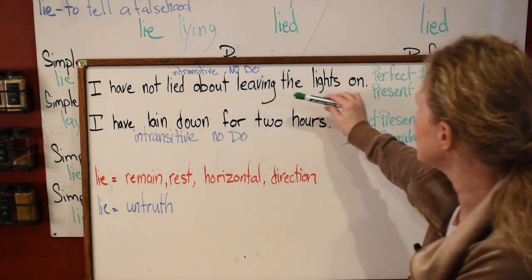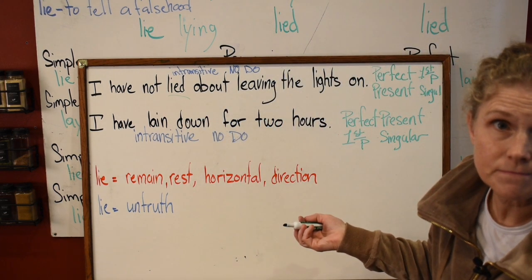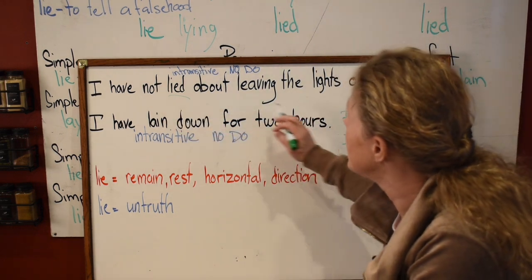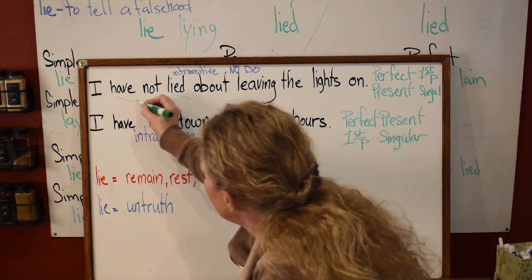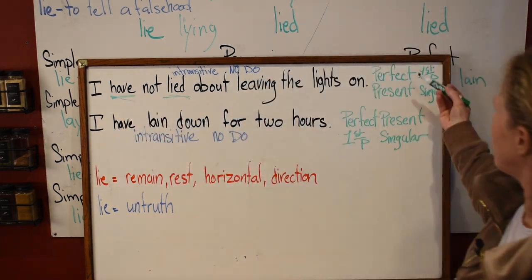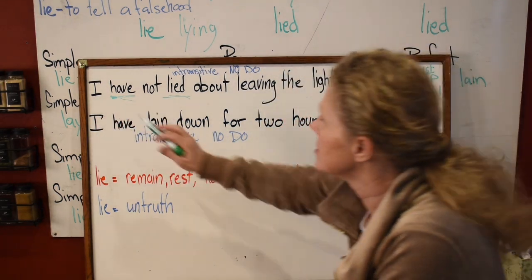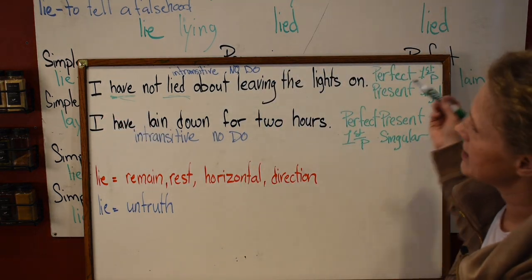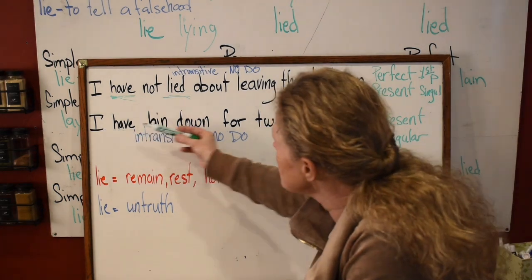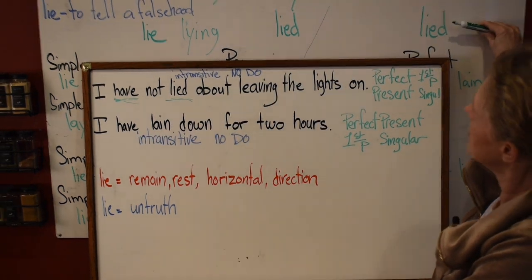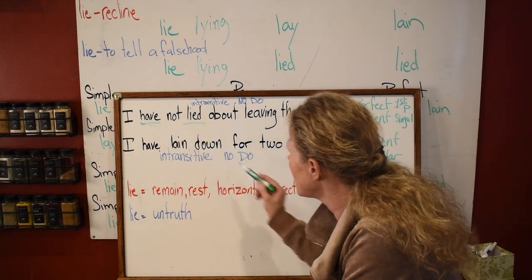I have not lied about leaving the lights on. This is an intransitive verb. Can you find a direct object? There's no direct object here. Intransitive, no direct object. So now, we are sitting in the perfect tense. See, look. The perfect present. It's singular, takes the singular verb. Singular takes singular. Okay? And it's sitting in first person. I have lain down for 2 hours. This one right here is the reclined. No direct object. It's an intransitive verb. It does not take a direct object.